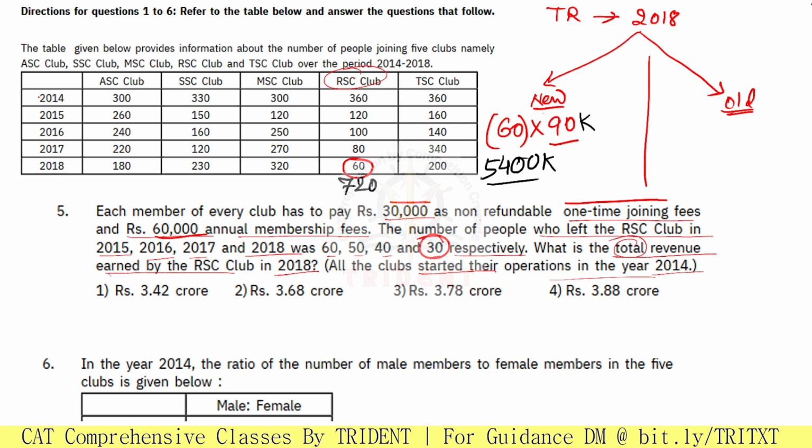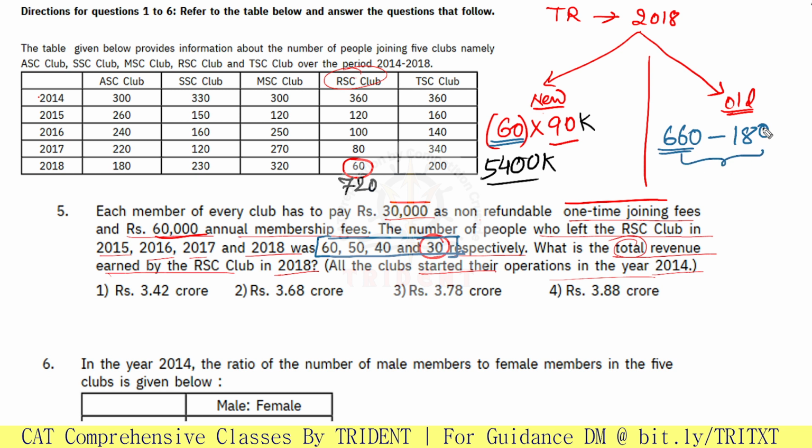We have to eliminate the new members. So when I subtract 60 from the 720, I'm left with 660 old members. So far it's fine. I am just subtracting the 60 from the 720, leaving me with 660. Now please remember, because it has already been given that these many people, 60, 50, 60, 40, 50, 30, there are 180 people who also left. So the revenue component will also go away from that.